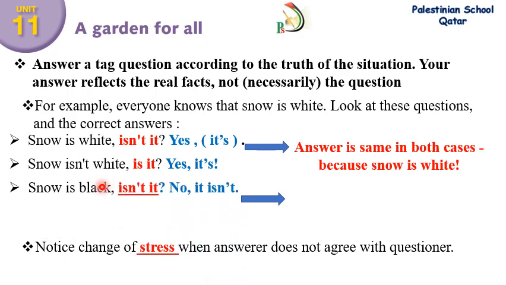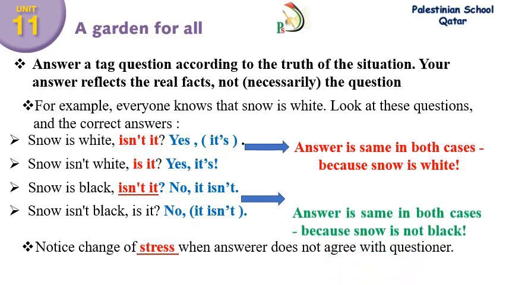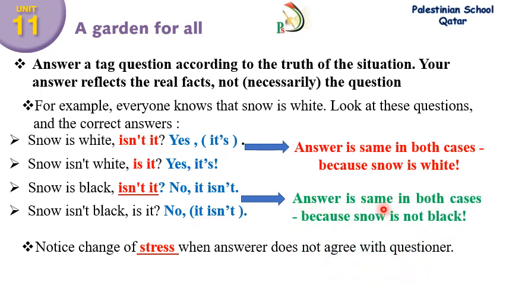Another example. Snow is black, isn't it? No, it is not. Snow isn't black, is it? No, it is not. The answer is the same in both cases because snow is not black. Snow is black. Snow isn't black. Yes, because the snow is white. Notes. Change of stress when the answer does not agree with the questioner. Let's go to complete.